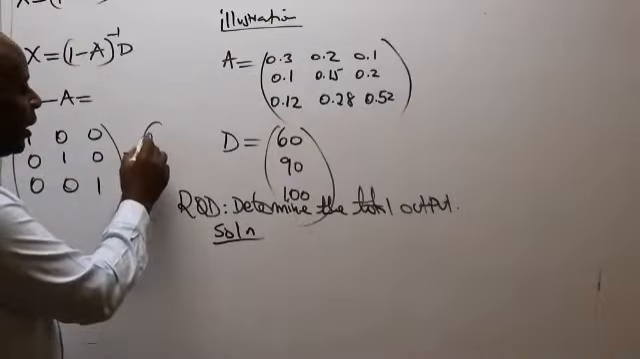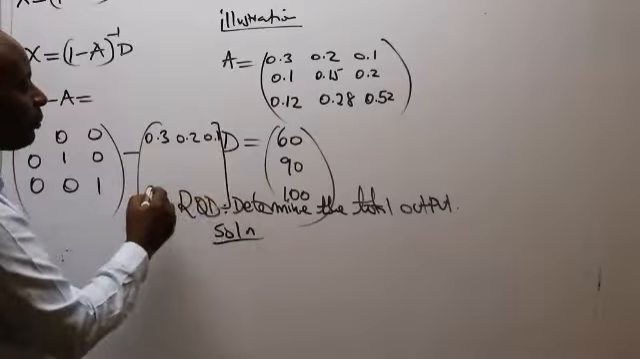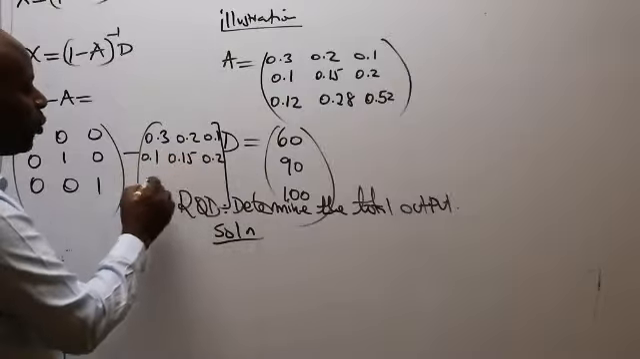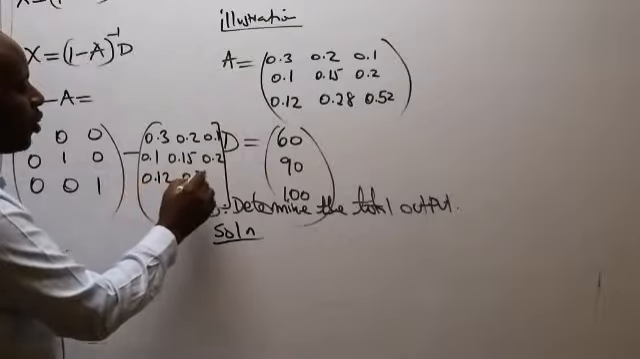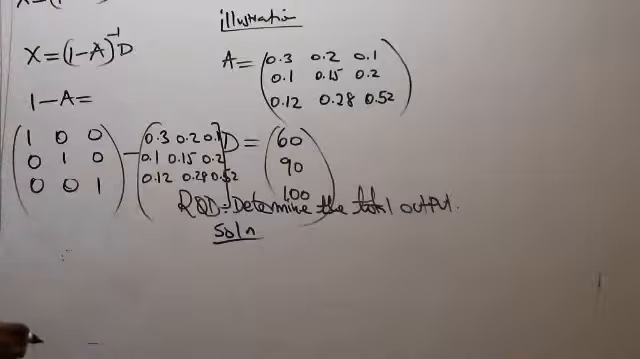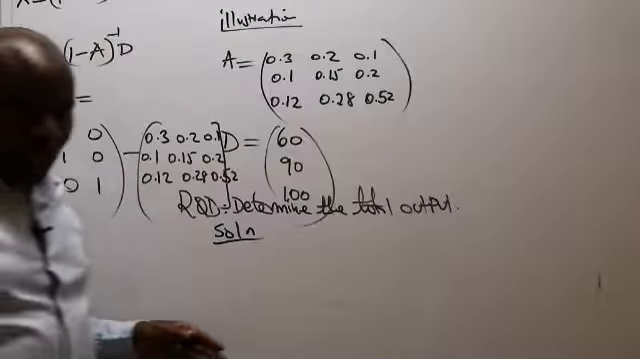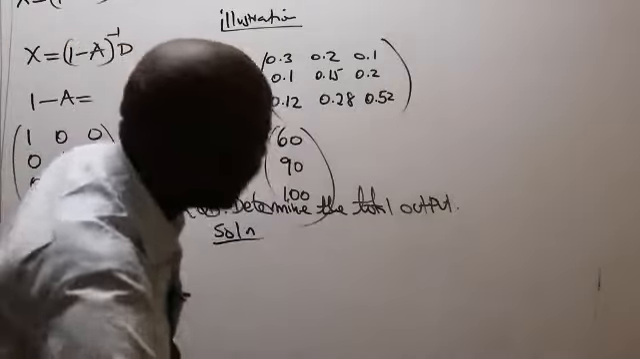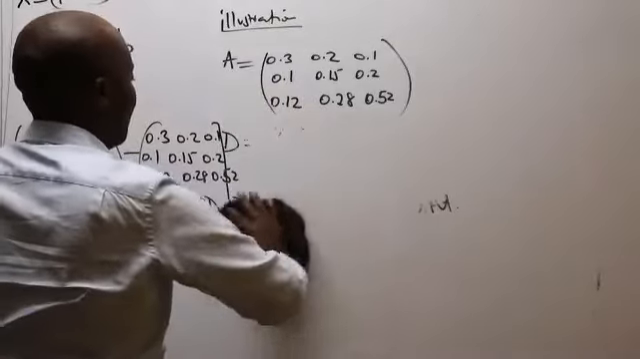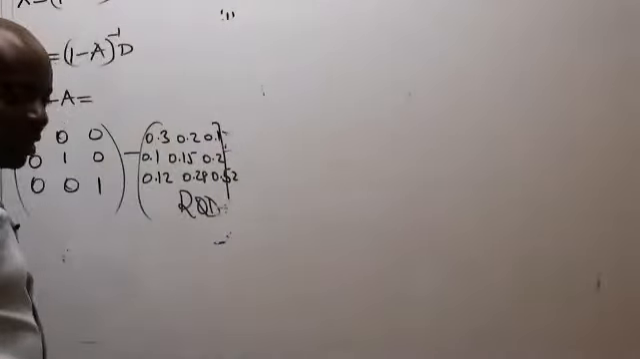So my A here is 0.3, 0.2, 0.1, then 0.1, 0.15, 0.2, then 0.12, 0.28, and 0.52. So could you kindly go ahead and do the differences? Subtract for us. Let me see whether I'll be able to get a student who will subtract this for us.